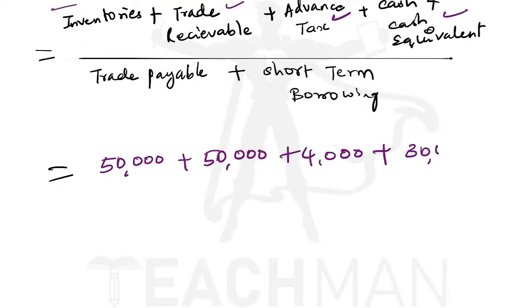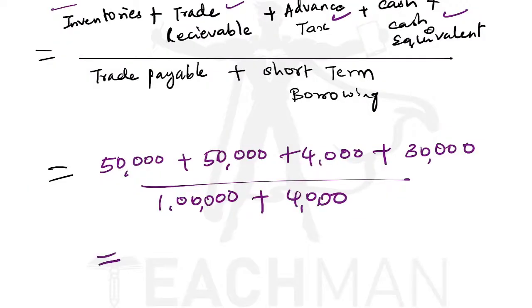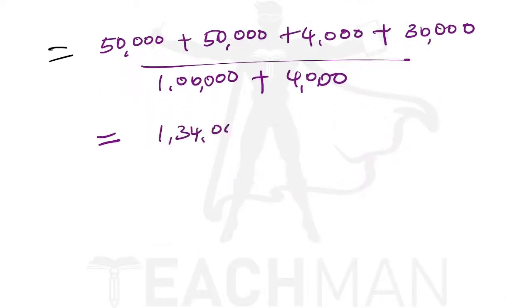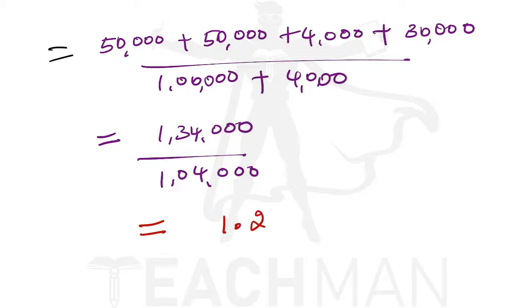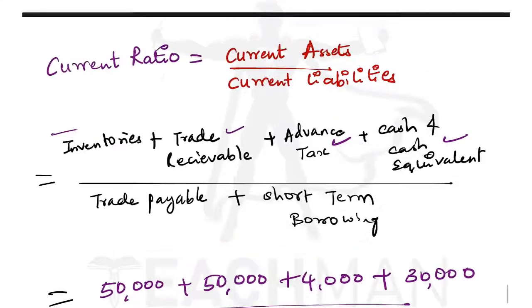So plus 30,000, divided by trade payable is 1 lakh, plus short-term borrowings is 4,000. Now 50,000 plus 50,000 plus 4,000 plus 30,000 is 1 lakh 34,000. 1 lakh plus 4,000 is 1 lakh 4,000. So what will be the value? It will be 1.29, and we have said that in liquidity ratio we have to write "is to 1" after getting the answer, because 1 represents the liquidity. So we have calculated the current ratio.